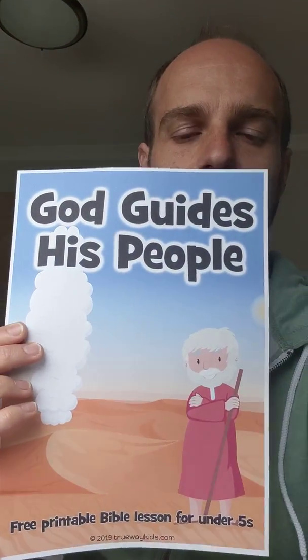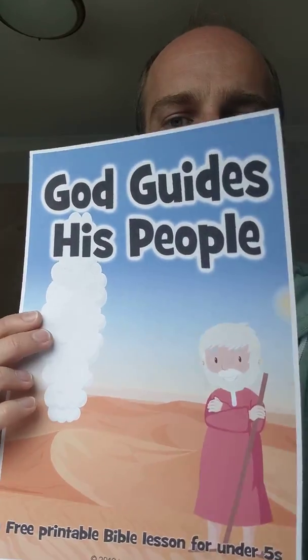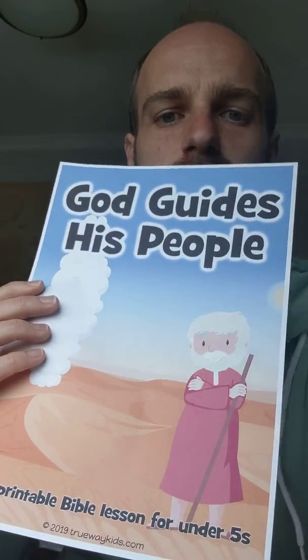So let's have a walkthrough and I'll give you some tips along the way of how you can help deliver this to your child or children. Right at the start of the lesson this week, we have God Guides His People. That's the first page, a simple picture there of the cloud and Moses. You can print this off just to give some application.